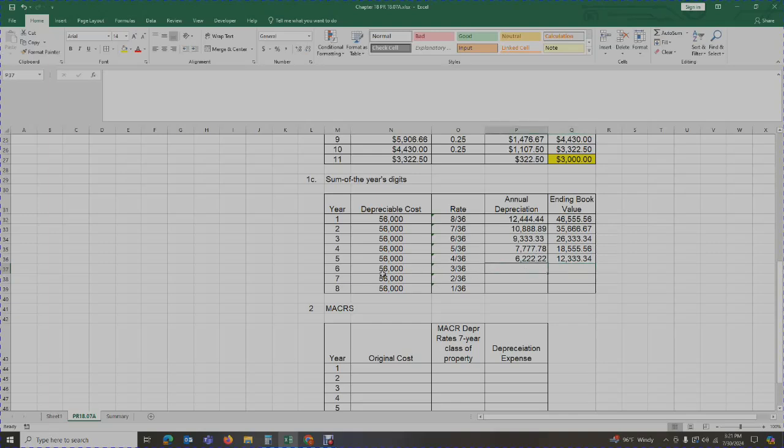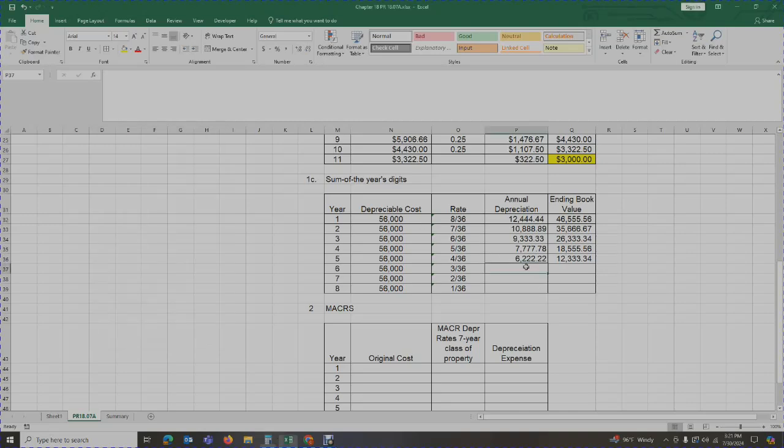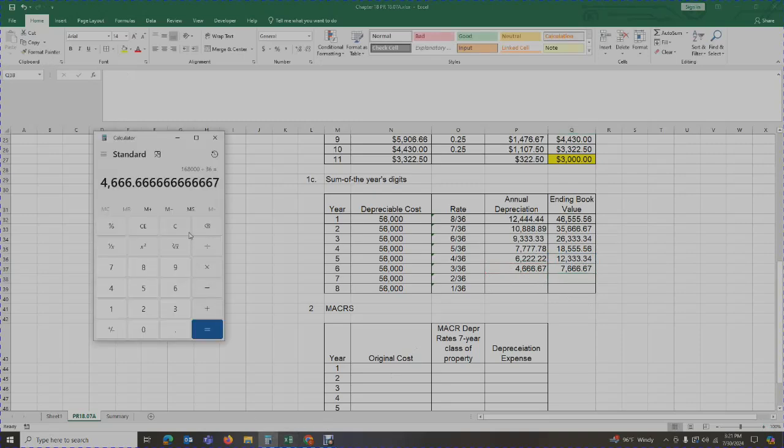Year number 6, we're going to get the 56,000 times 3 over 36. My depreciation will be 4,666.6666. Remember, that third digit is a 6, which is greater than 5. That means I'm going to round up that second digit to a 7. So then my number would be 4,666.67. We're going to get our ending book value minus the depreciation for this year, and that'll give us 7,666.67.